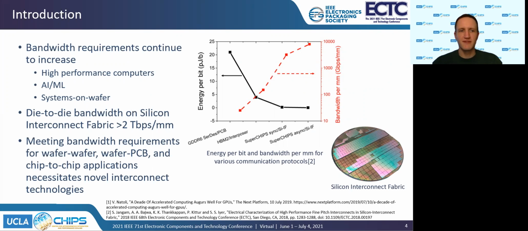Meeting bandwidth requirements for wafer-to-wafer or wafer-to-PCB applications necessitates the development of novel, flexible interconnect technologies. Given such a technology could be integrated with a silicon wafer, this also suggests it can be used for chip-to-chip communication.